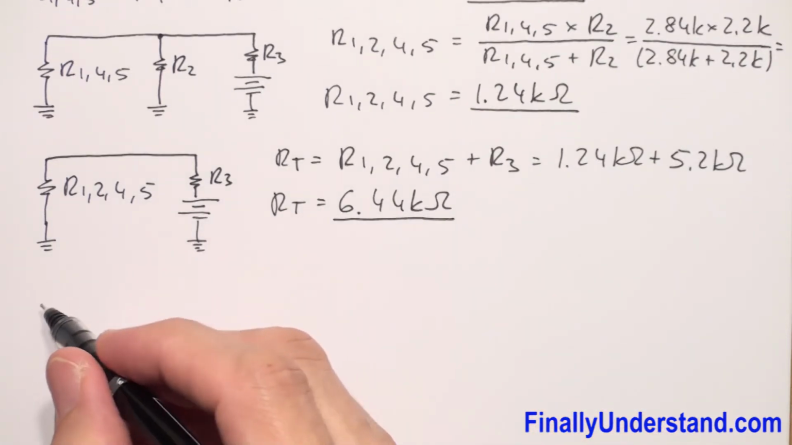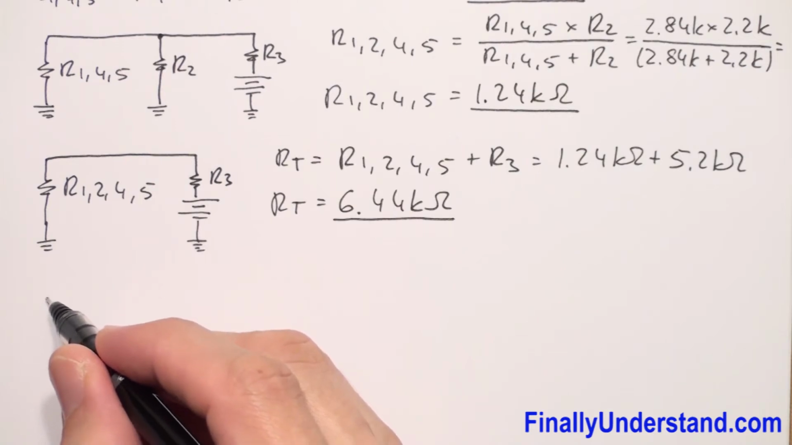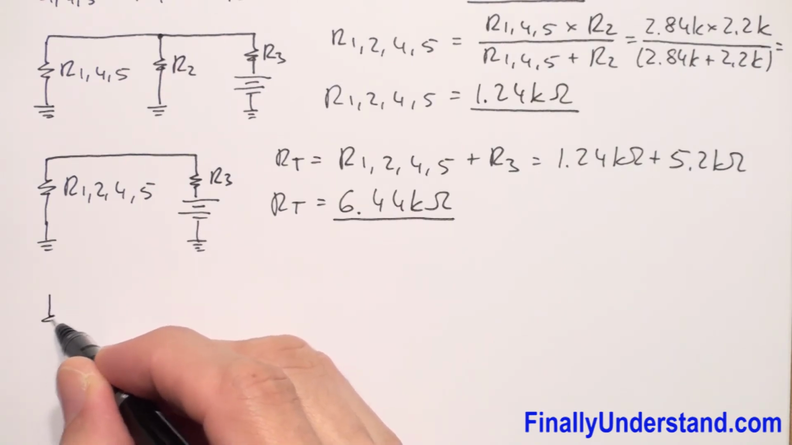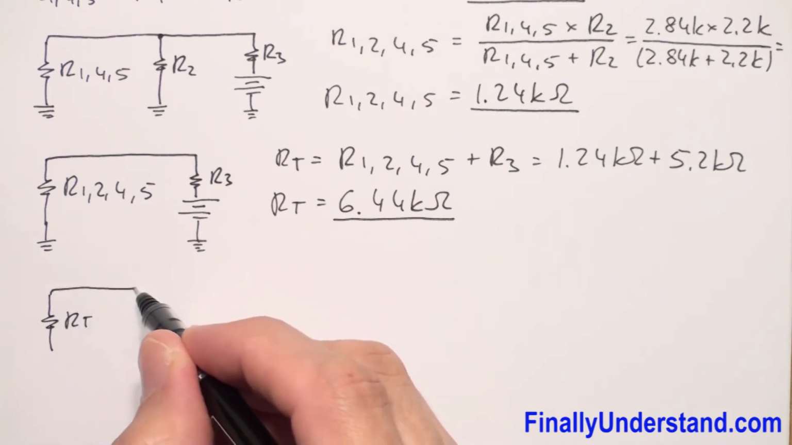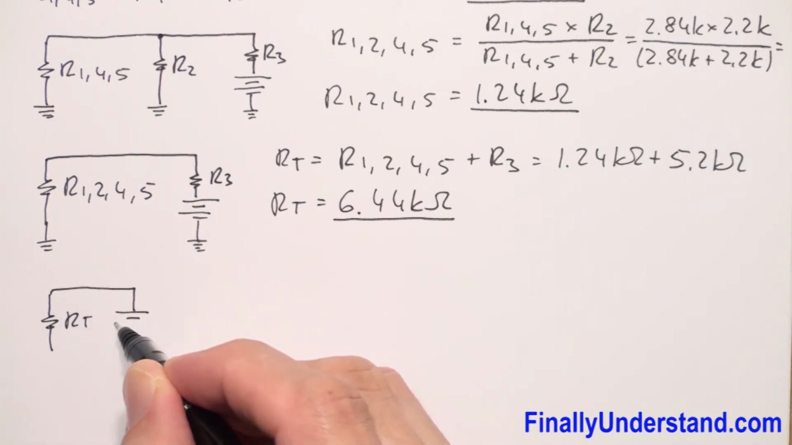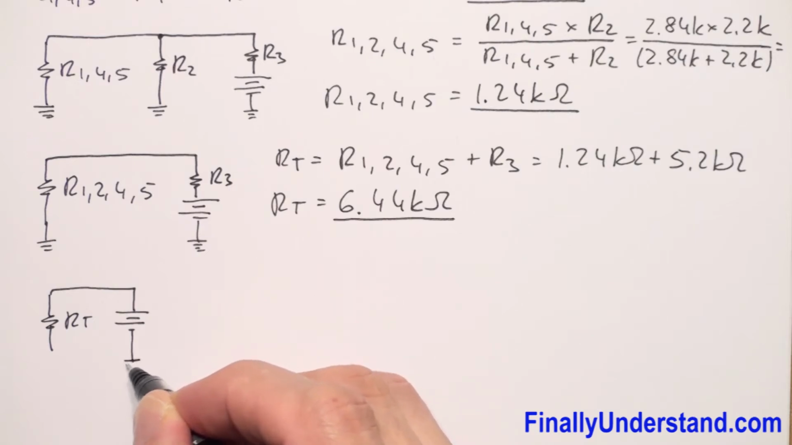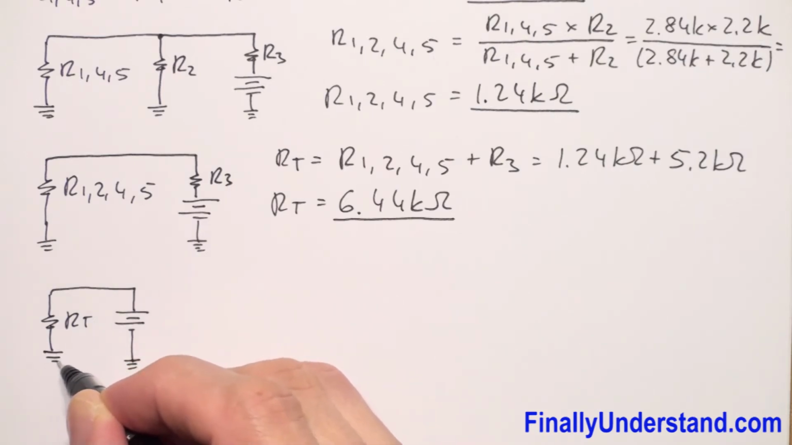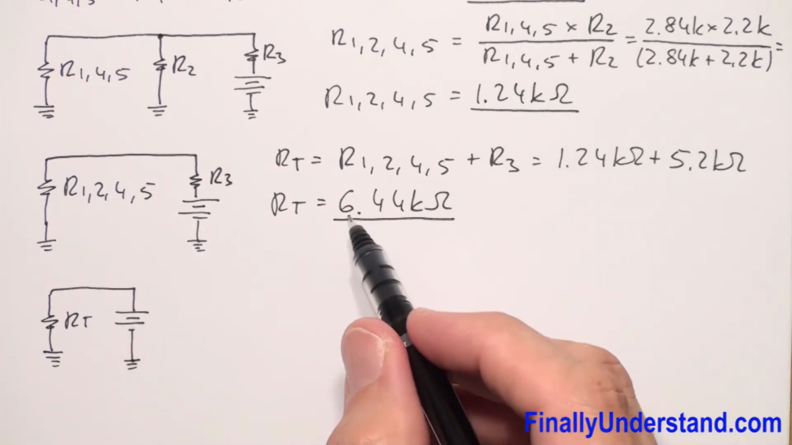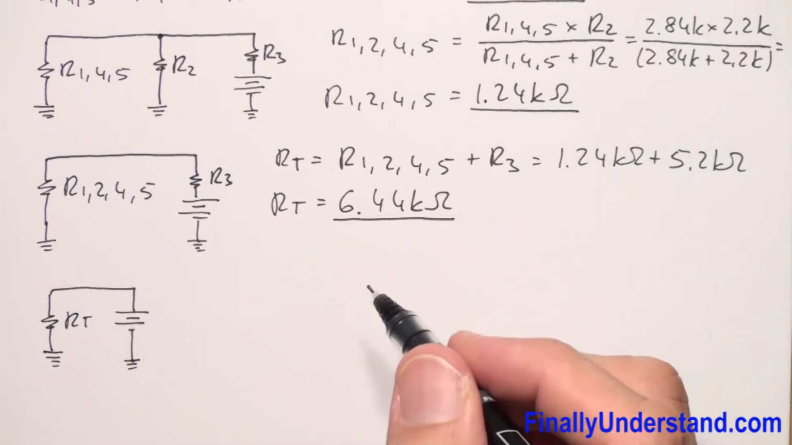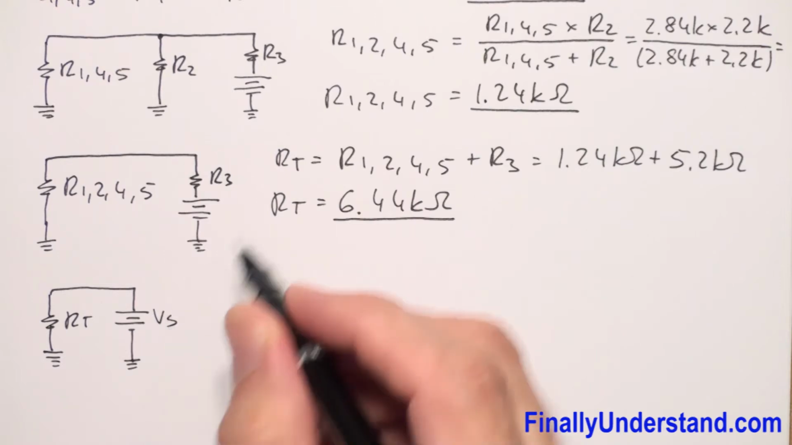So your circuit right now is going to look like this. This is going to be your total resistance, and this is the voltage source. In other words, the original circuit I can replace by simply one resistor, which has value 6.44 kilo ohms. This is my voltage source.